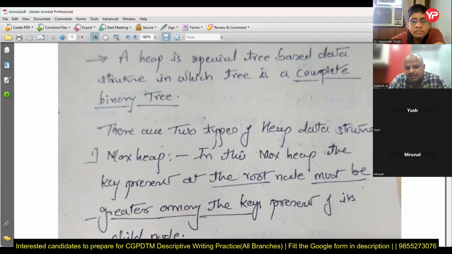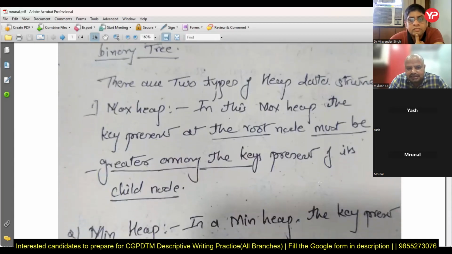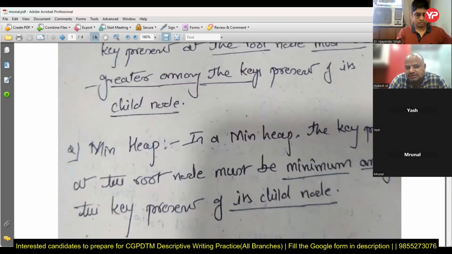Then the second point: there are two types of heap data structure. Max heap: in max heap, the key present at the root node must be greater than the keys present in its child nodes. So the point is you are just mentioning the theory part here. You can write a formula like A[parent] greater than or equal to A[child node]. If you mention that formula, the examiner has no need to go through the proper definition; it is easily understandable if you just write the formula.